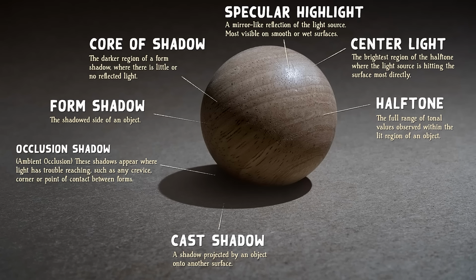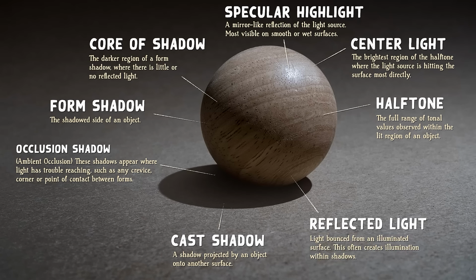Occlusion shadows, also known as ambient occlusion, appear anywhere light has trouble reaching, such as in tight corners or between crevices where forms come into contact. Of all the features of shadow, these are the most commonly overlooked by artists. While their effects may appear subtle, they go a long way towards making a scene feel more naturally lit.